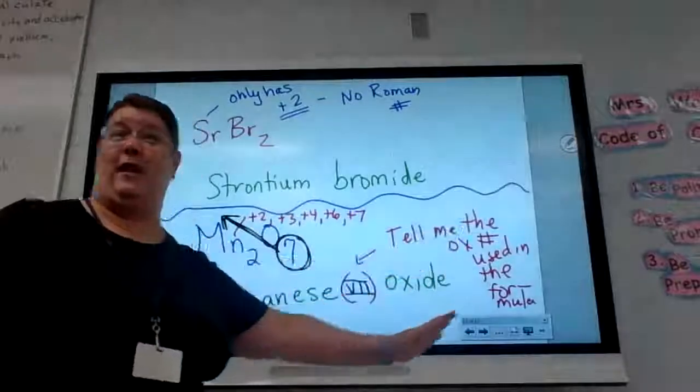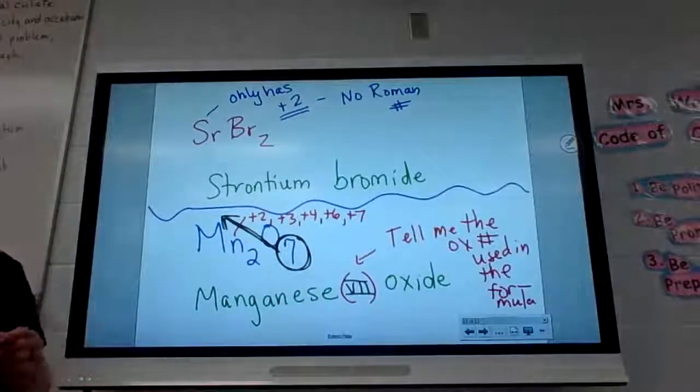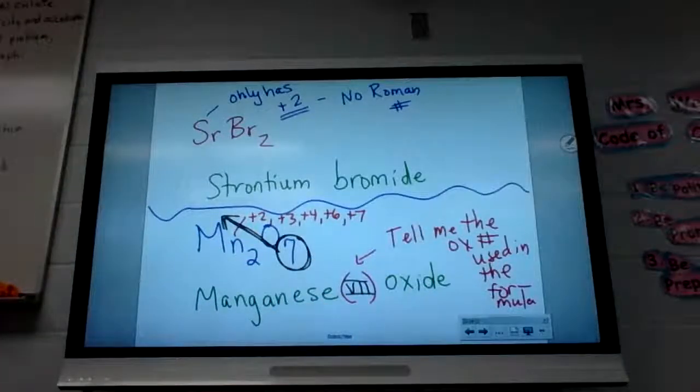Does everybody have what they need off this board? And I'll write all 7 Roman numerals. You only have to know 1 to 7. So get what you need off the board and I'll write down 1 through 7.